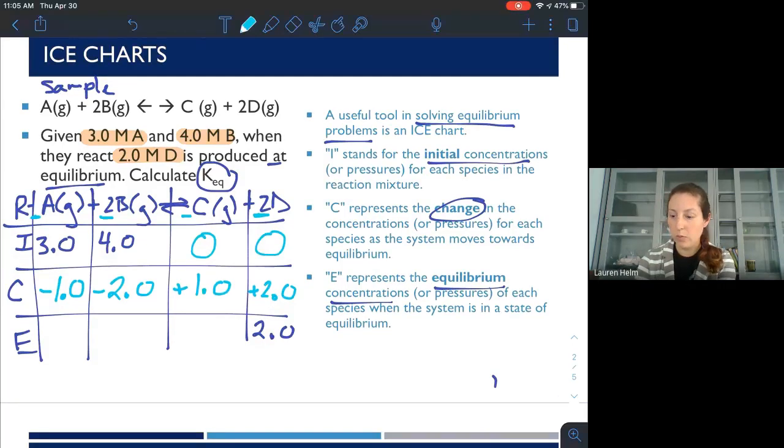Now, we go down, so 0 plus 2 is 2 moles of D. For C, 0 plus 1, that's 1 mole of C. 4 minus 2 is 2 moles of B, and 3 minus 1 is 2 moles of A. So our RICE table helped us figure out our ending concentrations, or our concentrations at equilibrium.